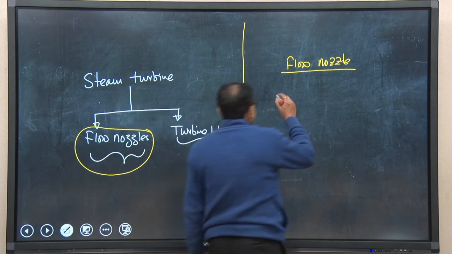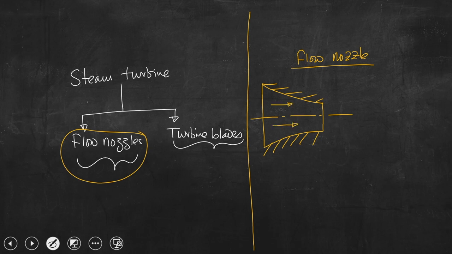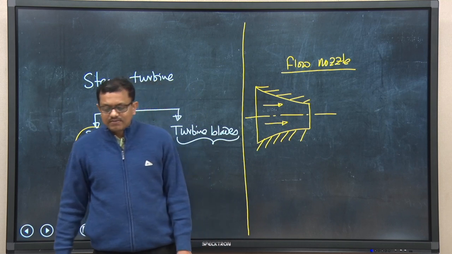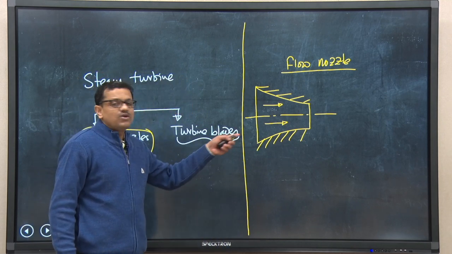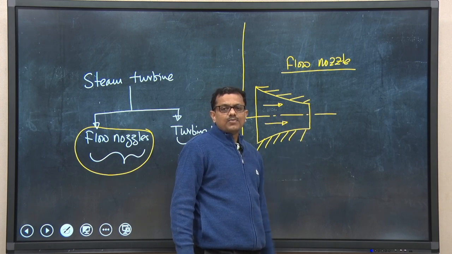So, if we draw the shape of the flow nozzle, this is the flow nozzle, and this is the flow direction. In the direction of flow, there is a decrease in the cross sectional area. When the area is reducing, the mass flow rate will remain the same, so velocity will increase. Since the fluid here is steam, it is very difficult to say that the density will remain constant. So, density will also vary when steam is flowing from one part of the nozzle to another part of the nozzle.